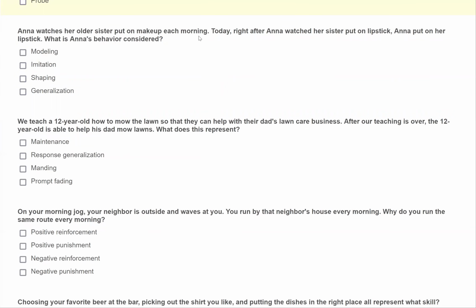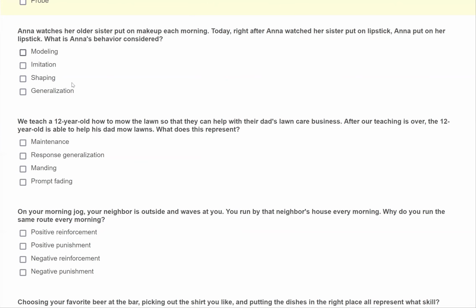So when you hear something like this, right? Anna watched her sister put on lipstick, and then Anna immediately put on her lipstick. What does that sound like to you? Is that modeling, imitation, shaping, or generalization? Well, it's not going to be generalization because we're not generalizing this behavior anywhere, right? It's happening in the learning environment. It's not shaping. Nobody's reinforcing Anna's behavior through approximations.